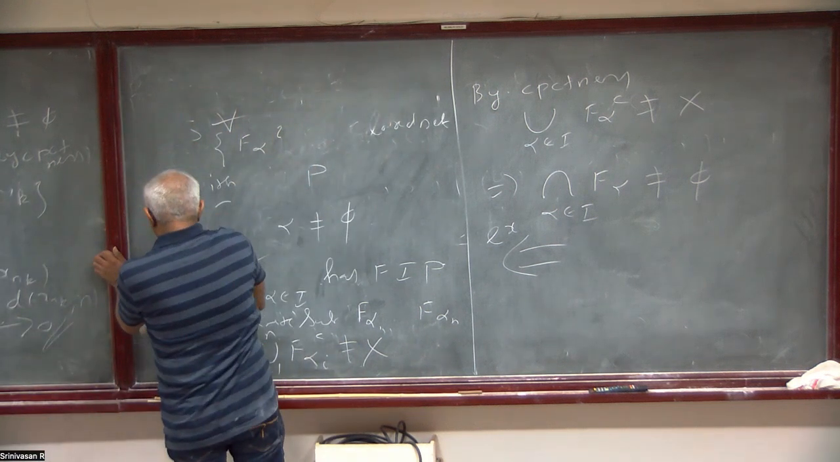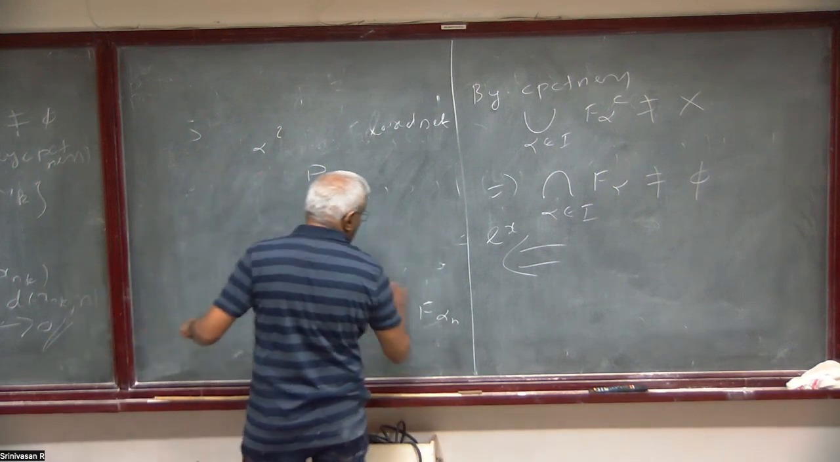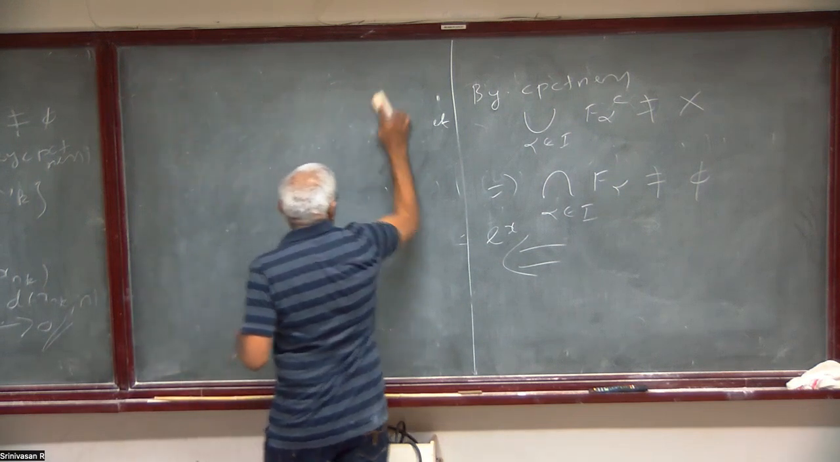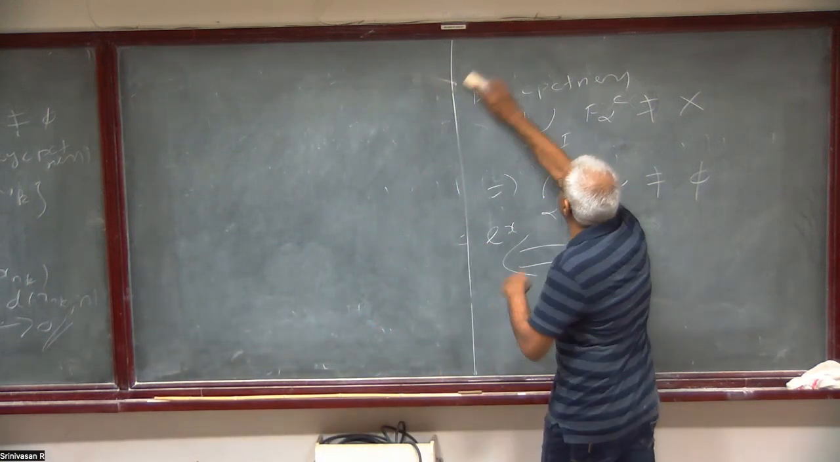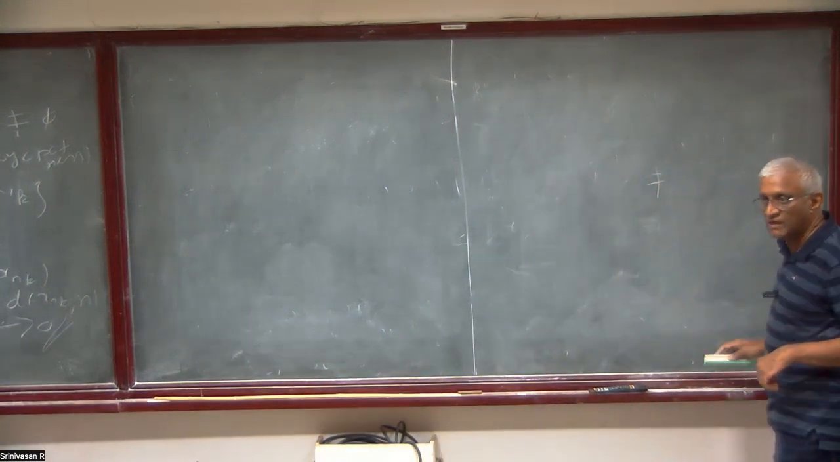So some metric space is compact if and only if it is complete and totally bounded. So now we assume completeness and total boundedness, and we want to prove it's sequentially compact.